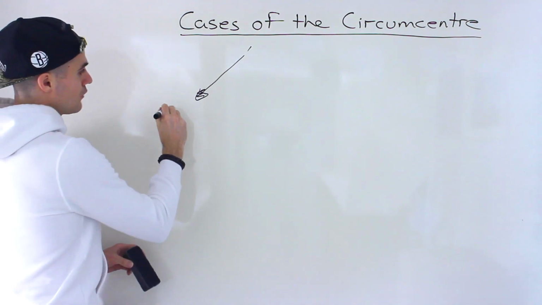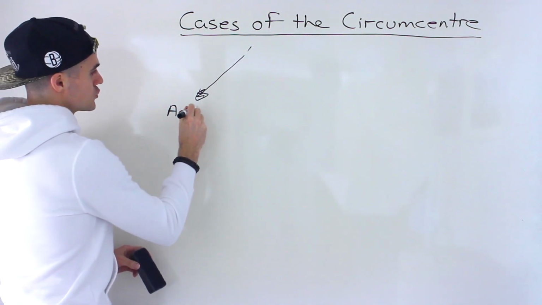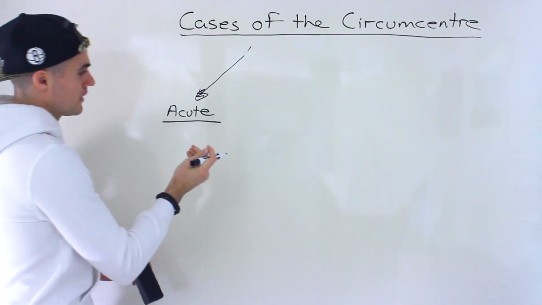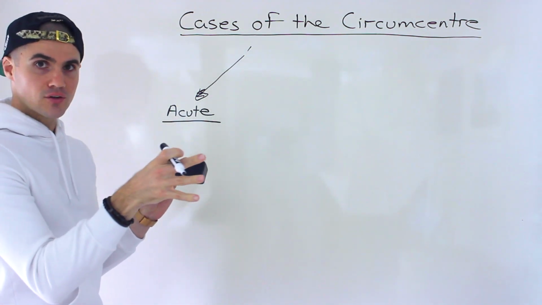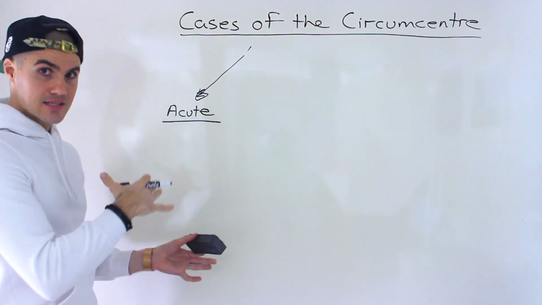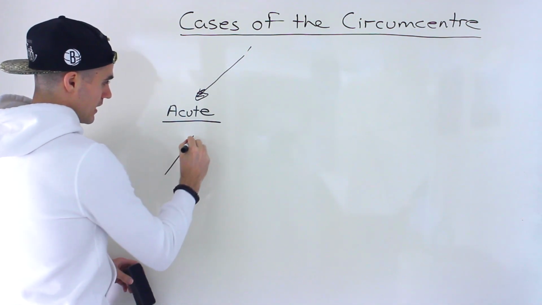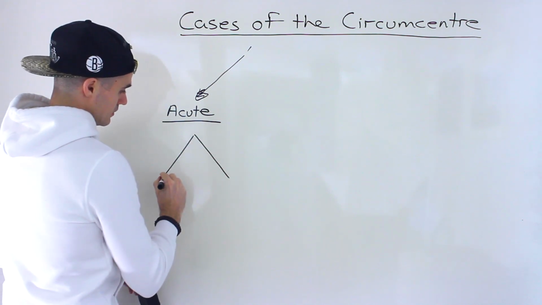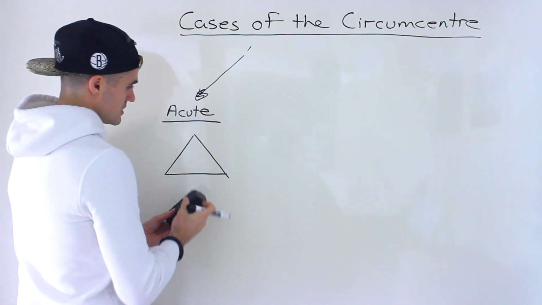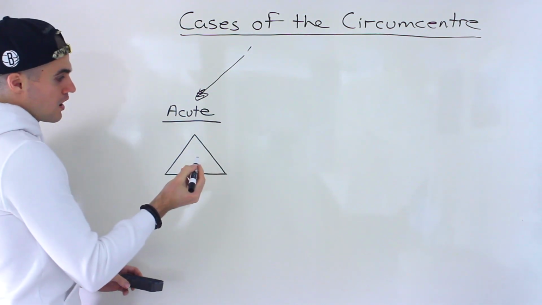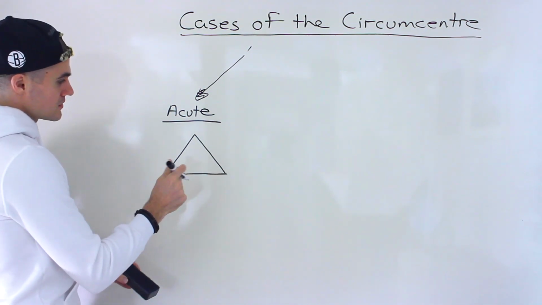So the first kind of triangle is an acute triangle, and that's when all of the angles are going to be less than 90 degrees. If we draw an acute triangle, let's say it looks something like that, and let's draw the right bisectors here.